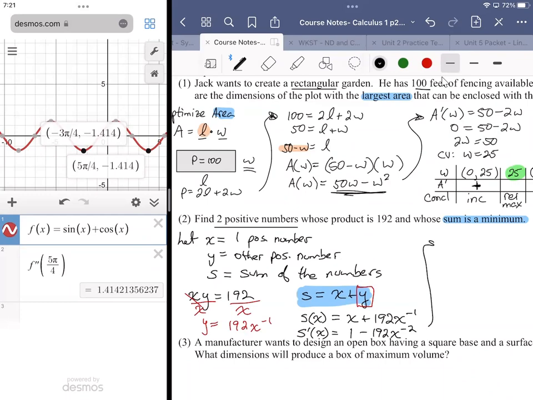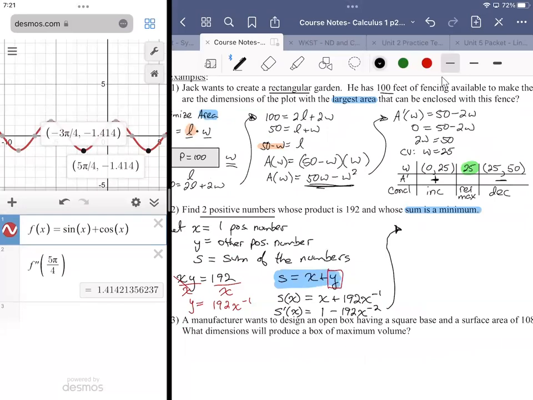But now that I took the time to get it in that convenient form to find the derivative, I need to take that derivative and set it equal to 0 and set it equal to 1 over 0, if applicable. So what I'll do is put that back in a nicer form. S prime of X would be the same as 1 minus 192 over X squared. So setting that equal to 0, setting that equal to 1 over 0.